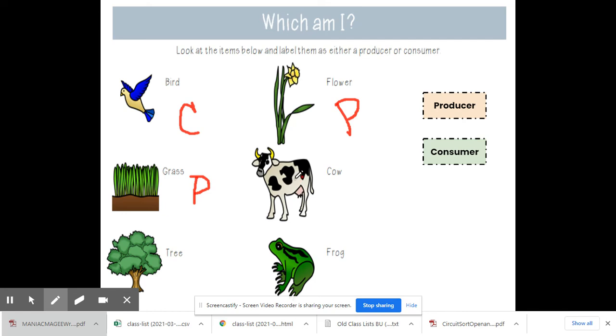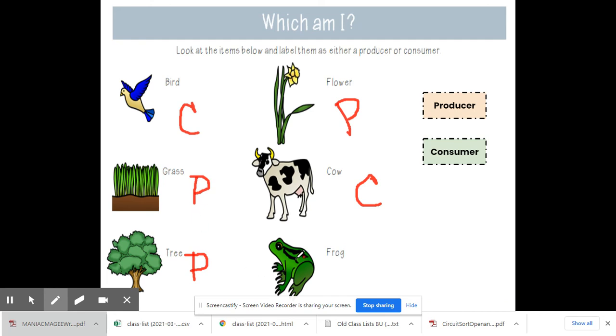How about a cow? Does it make its own food or does it eat other organisms? And a cow is a consumer. Cow is actually an herbivore, so it eats only plants, but it still makes it a consumer, okay? And a tree, producer or a consumer? It is P for producer.